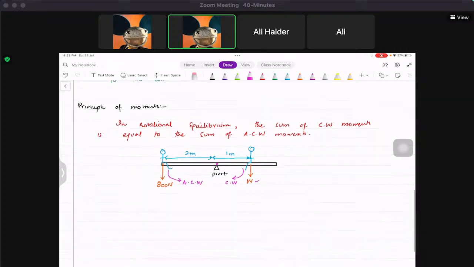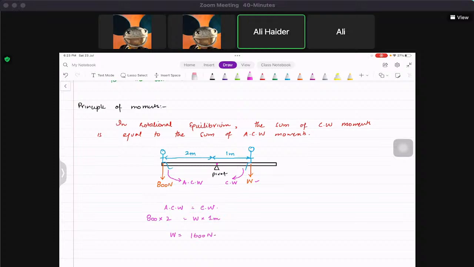Now, according to the principle of moments, if it is in equilibrium, then anti-clockwise moments are equal to clockwise moments. So it will be 800 times 2. This will be W times 1. So the weight of the other person should be 1600. Yes, for it to balance, right? Very good.